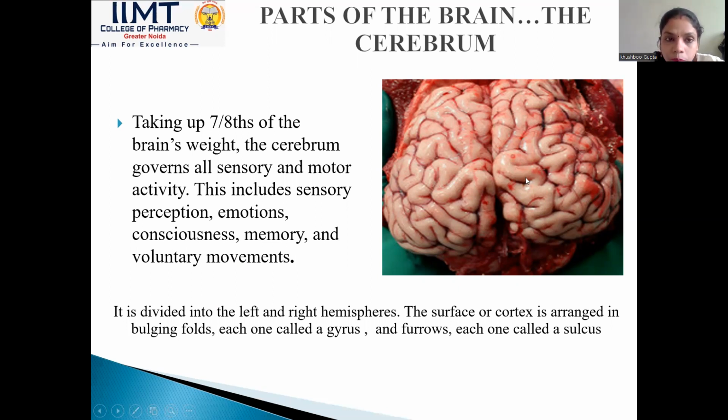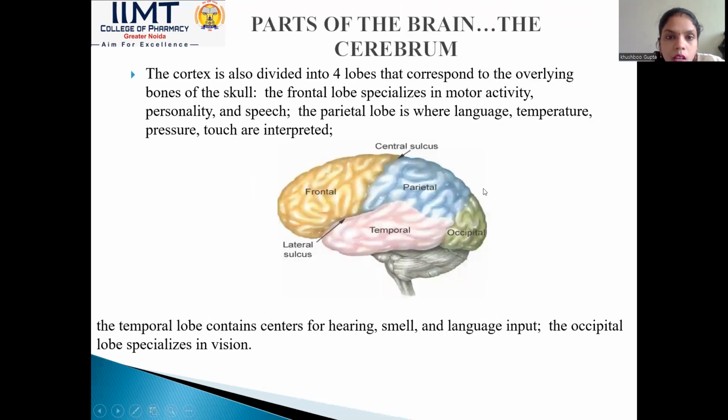This is a diagram of the cerebrum. The cortex is divided into four lobes, as you can see in the picture, that correspond to the overlying bones of the skull. The frontal lobe specializes in motor activity, personality, and speech.